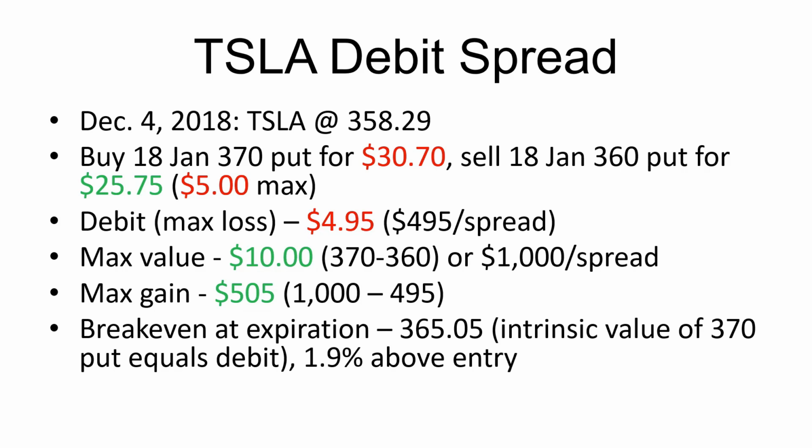Now, the break even for this trade is the point at which the intrinsic value of our long put, the 370 put, equals the debit paid. So the price of 365.05 at expiration would represent a break-even level. But notice that that's actually nearly 2% above our entry price. So even though we have a bearish outlook on Tesla, the stock could actually move up to 2%, and we would still have a profitable trade. So it's one of the things I really like about debit spreads.